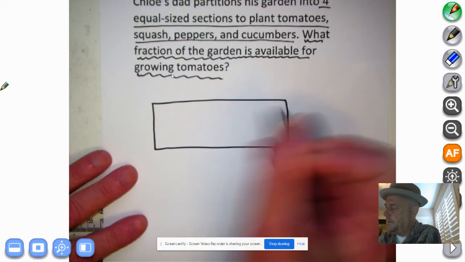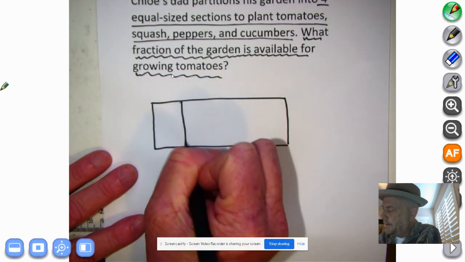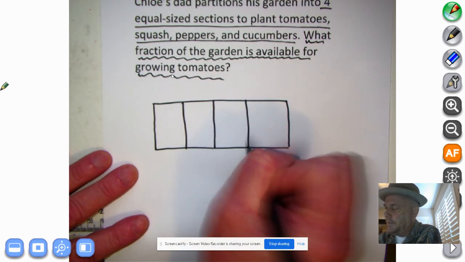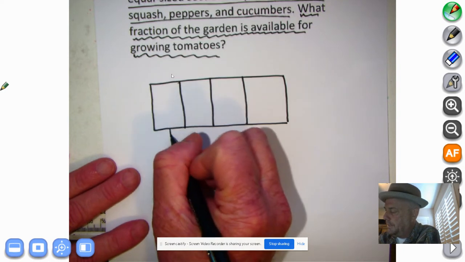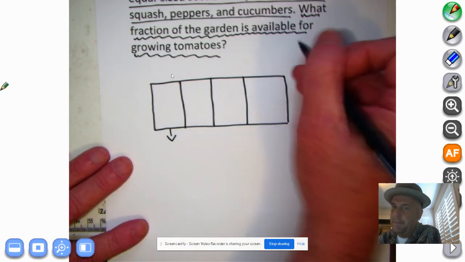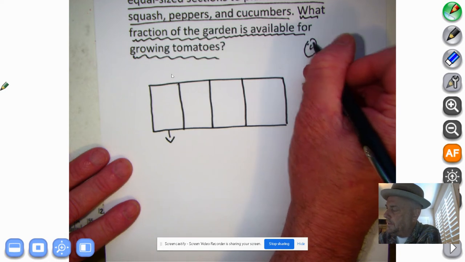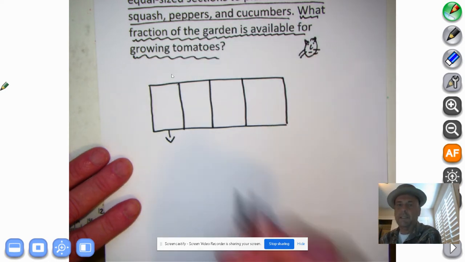Okay, we'll break it into one section for tomatoes, one section for squash, one section for peppers, and the other section for cucumbers. So we have tomatoes here. Oh, and by the way, I'm sorry to say, copycats. Not sorry to say. We like being copycats. So go ahead and pause if you need to catch up.